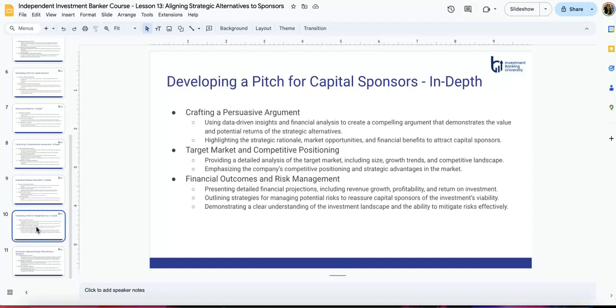So when we're talking about developing a pitch for capital sponsors more in depth, we're creating that persuasive argument by generating insights from a quantitative perspective and saying, hey, this is the best use of your strategic capital and this aligns to your long-term goals. And we are best positioned to win that business and actually implement that alternative for you. So it's going to be target market and competitive positioning that's outlined as well, financial outcomes and risk management.